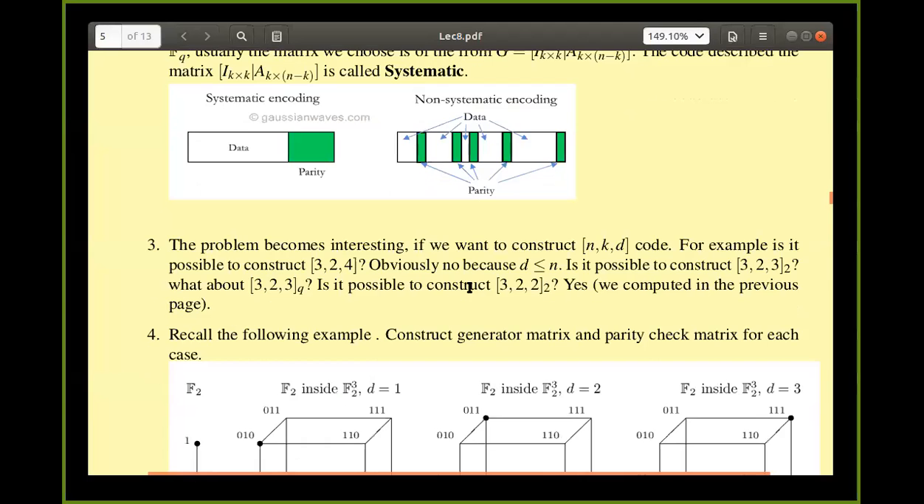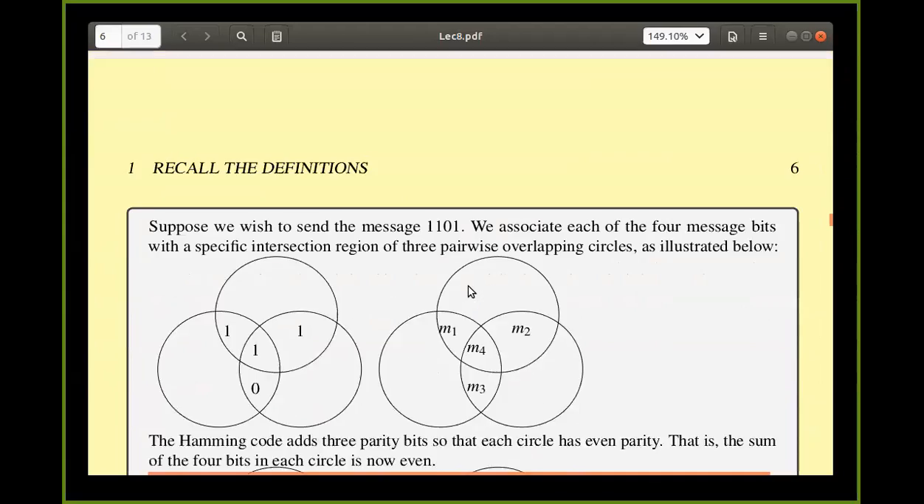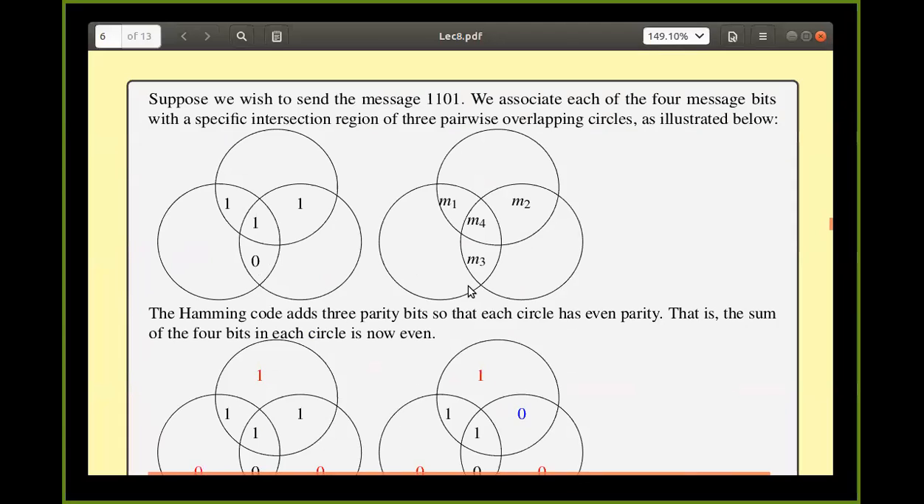Okay, right. So let us now go forward and explain things in a slightly different way. Till now, those who have not understood, maybe with this they may be clear. Suppose we wish to send a message 1101. So this is another approach. We associate each bit with a region. This is the first scheme developed by Hamming.